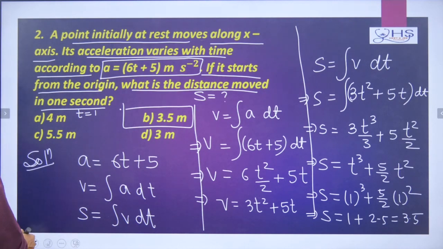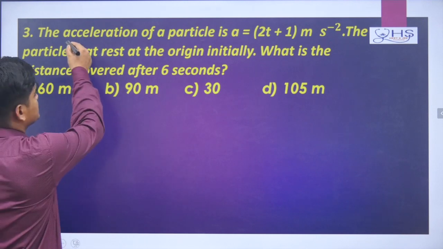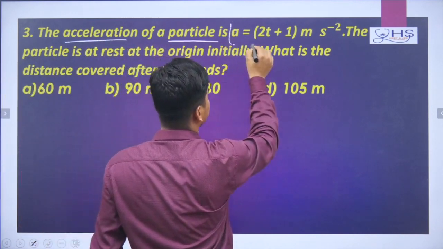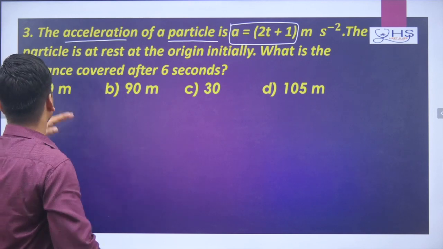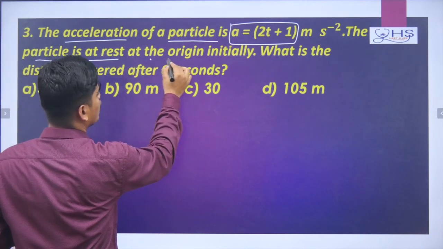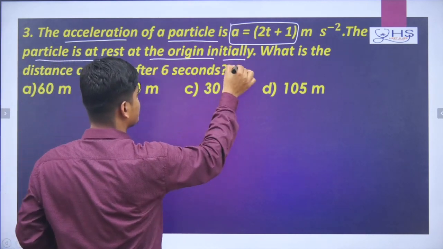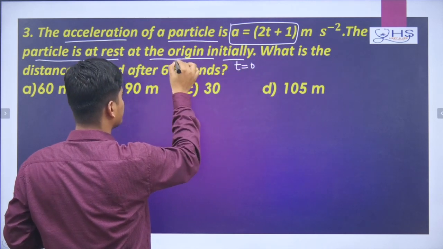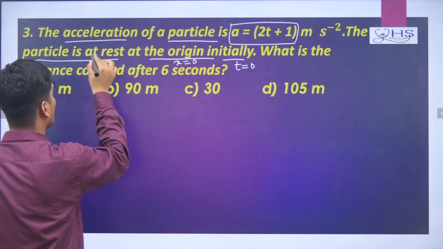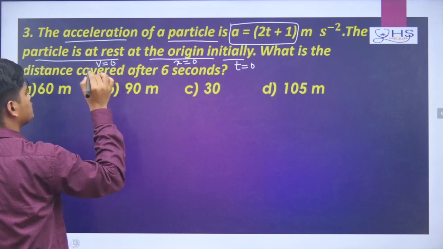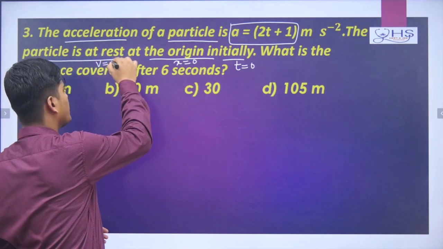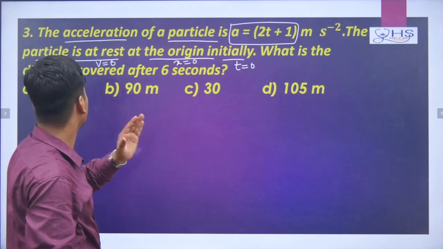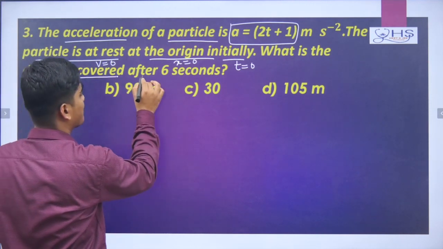Okay, now we will go to the next question. The acceleration of a particle A is given as 2t plus 1 meter per second square. Now the particle is at rest at the origin initially. That means initially t equal to 0. Origin means you can take x equal to 0. At rest means velocity equal to 0. So at x equal to 0, v equal to 0. Now what is the distance covered after 6 seconds?